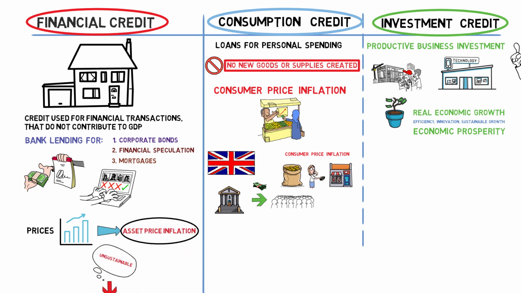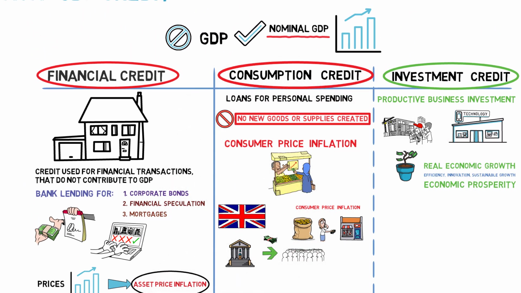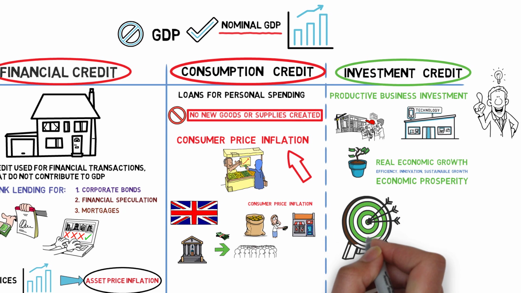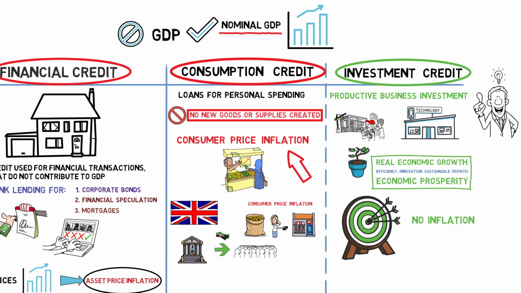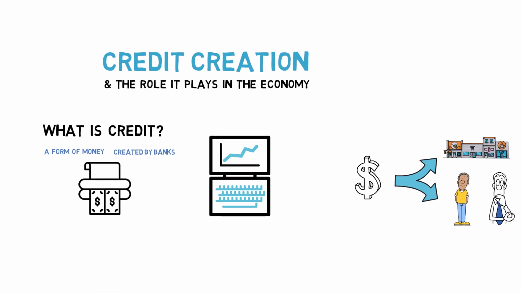primarily leads to asset price inflation, which can result in unsustainable bubbles and damaging banking crises. Consumer credit increases consumer price inflation, often resulting in nominal GDP growth with little or no real growth. Investment credit drives the economy and boosts nominal GDP growth without inflation, resulting in real economic growth for countries. While credit creation is a powerful economic tool, how it's used impacts your everyday life. With great power comes great responsibility.